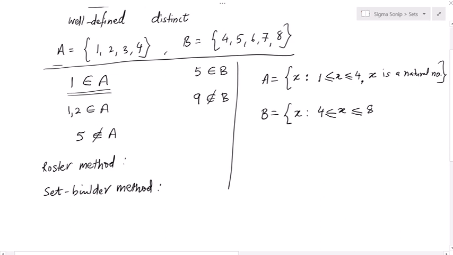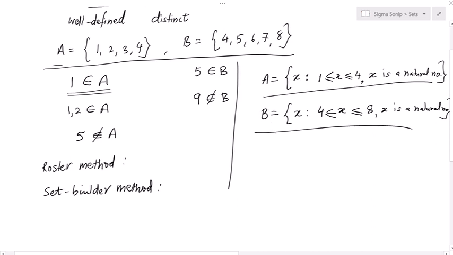Here also the same thing. You put a comma and you say that x is a natural number. Now that definition is complete. So these two form the set builder method.